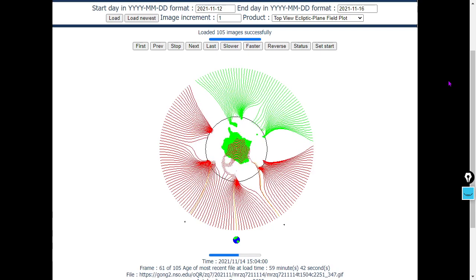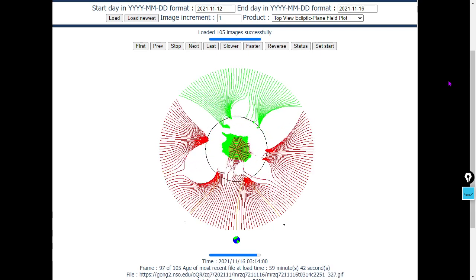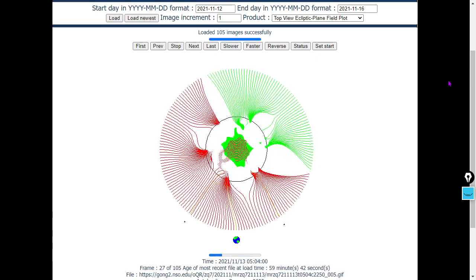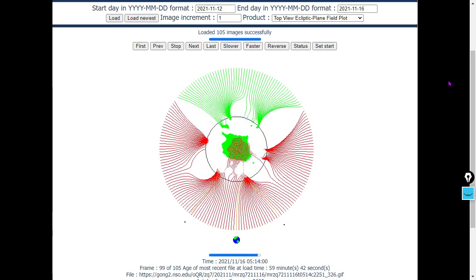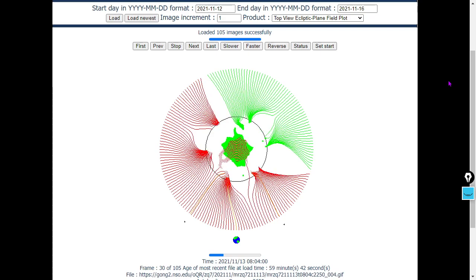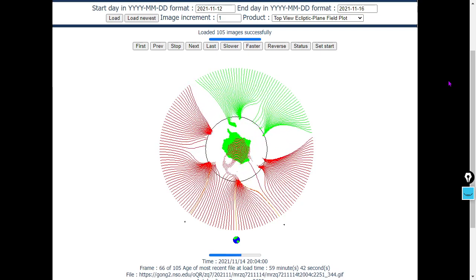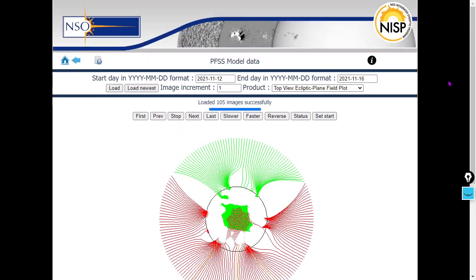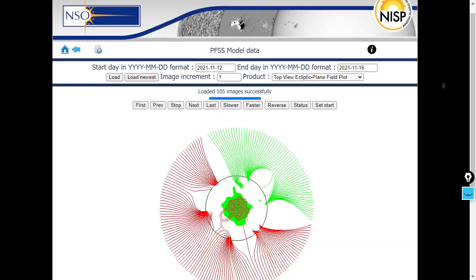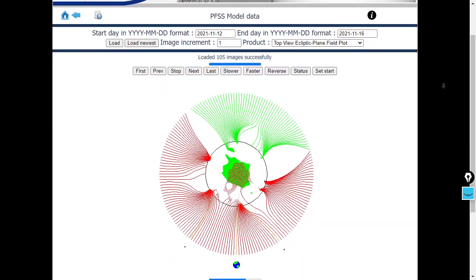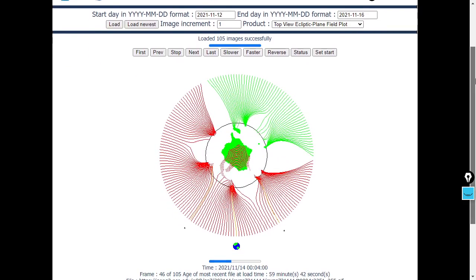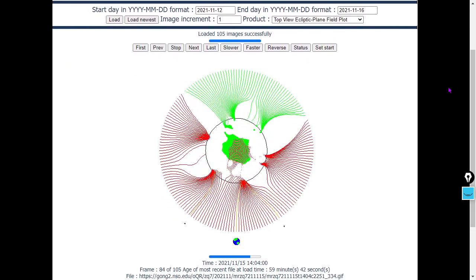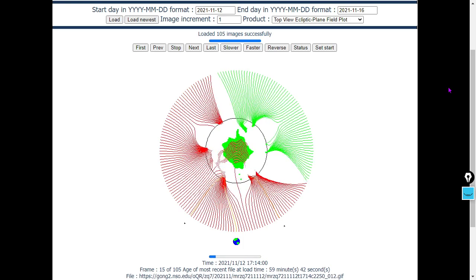Next, we use polarized light to determine the polarity of the plasma in the heliospheric current sheet. And that enables us to model things like this. It's the top view ecliptic plane field plot. It's part of the National Sunspot Observatory. It's one of the most important things that we use to forecast solar activity. This would be very low on the list if I had to eliminate sources of data.